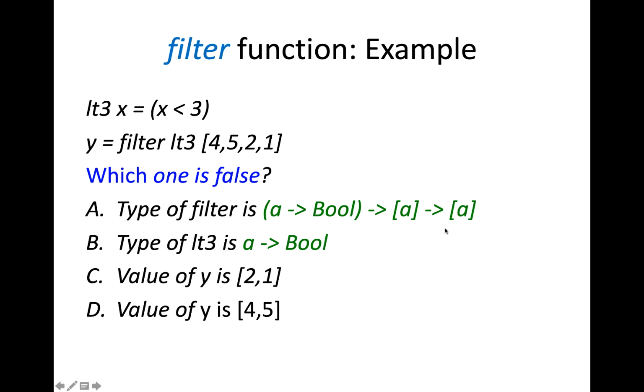So this is true information, statement A. Statement B is the type of lt3, that is obviously true, right? Then the value of y will be 2 and 1, because 2 and 1 are the only items for which lt3 is true, right? So C should be the correct answer, not D.